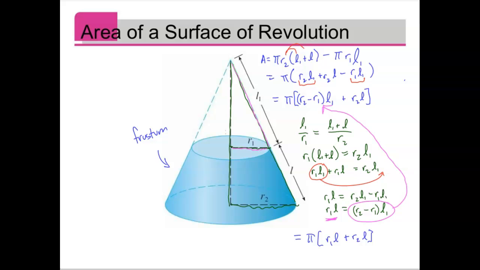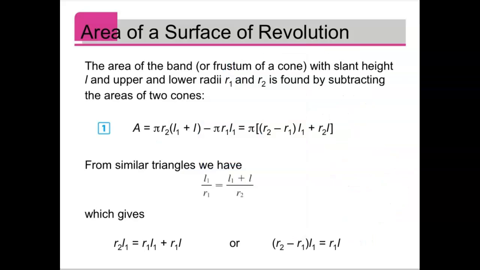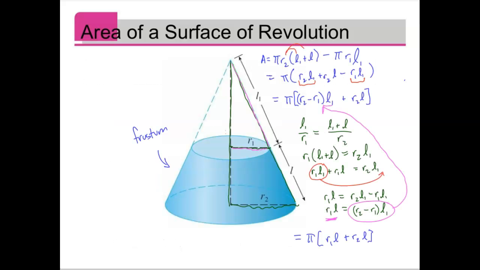All right, so I can factor out an L here. So I'm going to go to the left-hand side. So I can factor out an L. I get pi times R1 plus R2 times L.